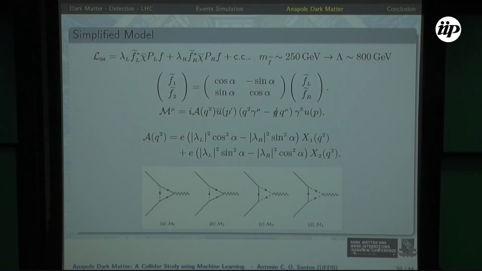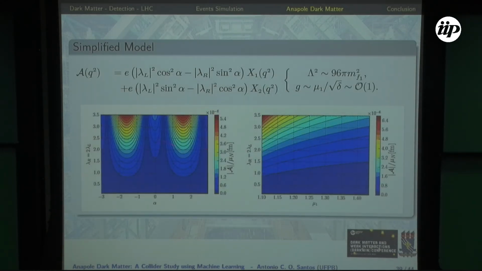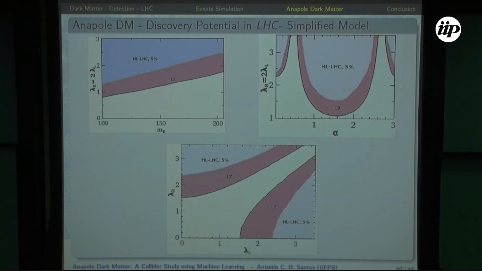We compare as well with a simplified model, where the dark matter interacts with an S-fermion and the fermions of the standard model. We have some mixing between the S-fermions, and the amplitude that contributes to the Anapole interaction is this one, and this is the loop interaction that generates the Anapole interaction. Here we have some analysis of the behavior of this Anapole interaction. Okay, and this is our final result.